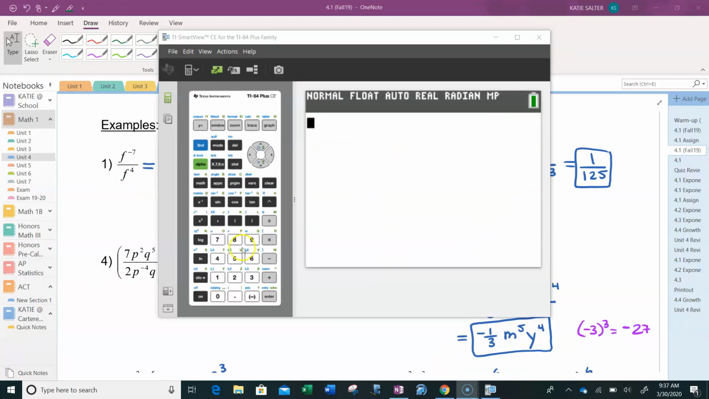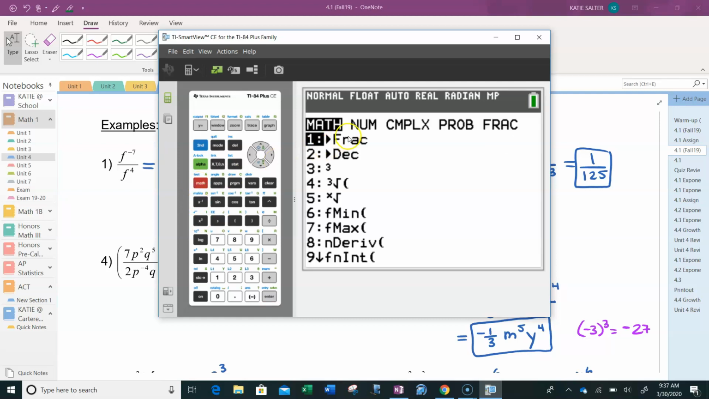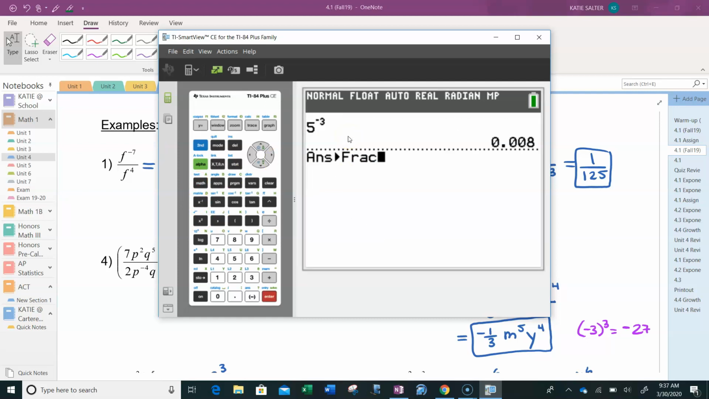If you're using a graphing calculator, you can always just type 5 and then use your little caret button, raise to the power, and then you would type -3 and then press enter. And it's going to give you a decimal, but then if you come over here and you do math and go to change fraction, that first one, press enter again, it'll change it to 1 over 125. So when you're working with just numbers, you can actually check this stuff in the calculator.